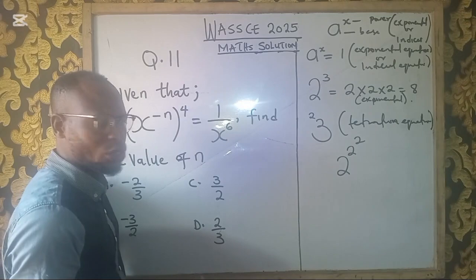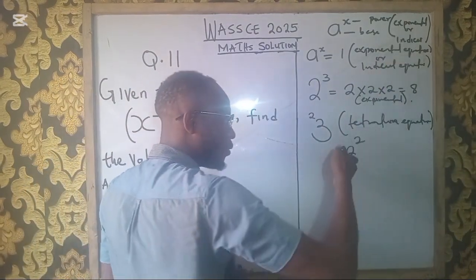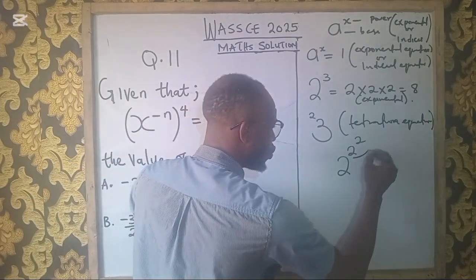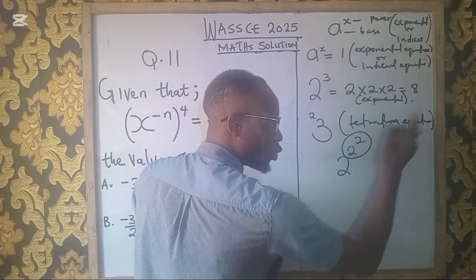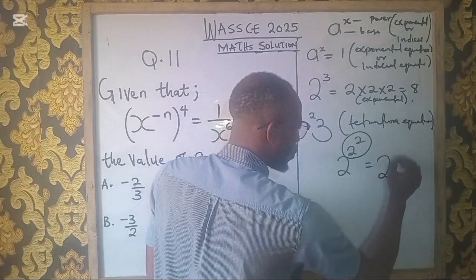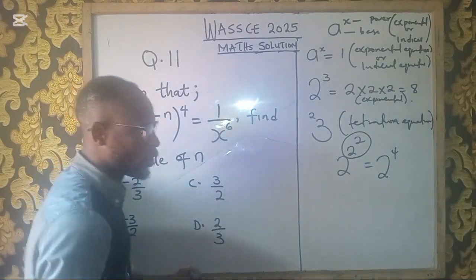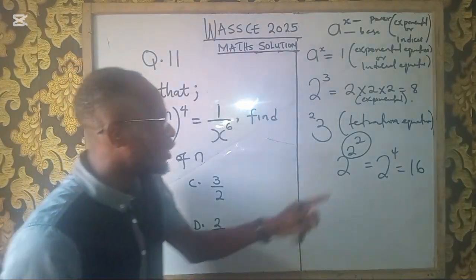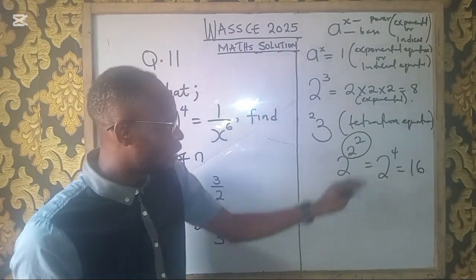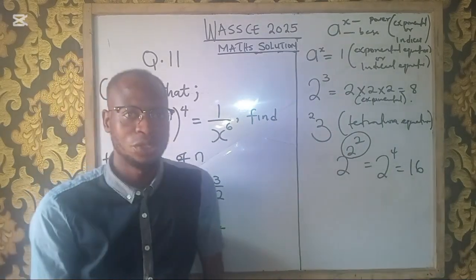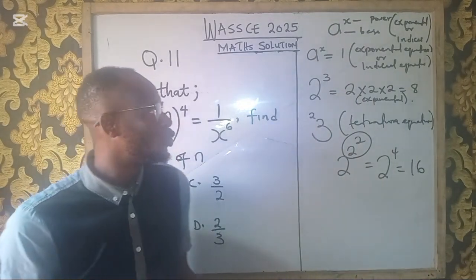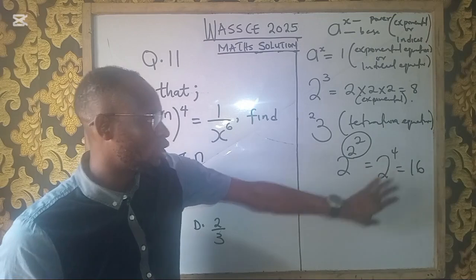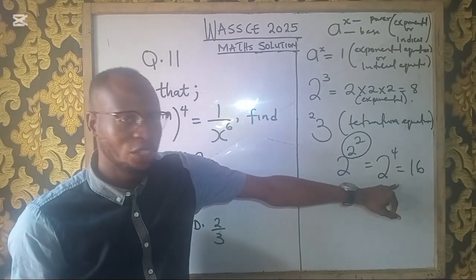Do you understand that? So you start from up, then you come down. You take these 2 first. 2 raised to power of 2 is 4. You will have 2 raised to power 4, which will give us 16. So you can see that there's a difference between this one and this one. That is how you solve a tetration equation. I believe that is clear. I've been able to mention the difference between exponential and tetration equation. This is a topic on its own, but you just have to get the knowledge of it.